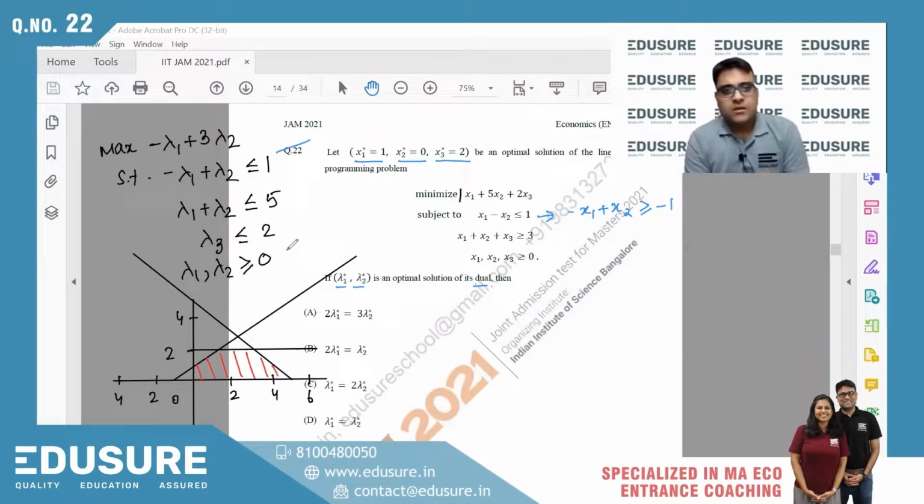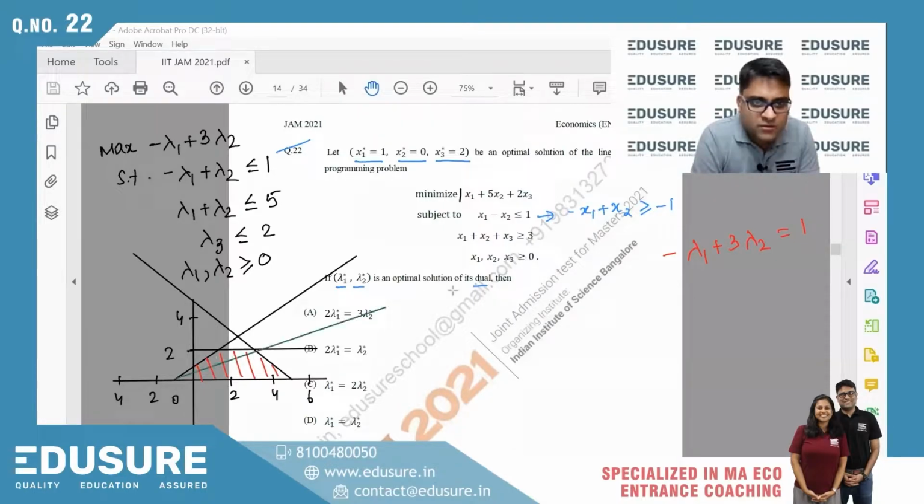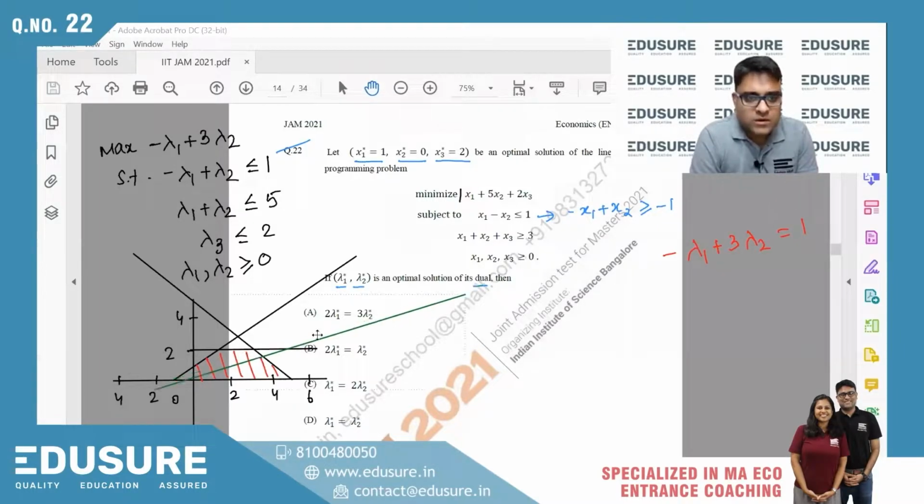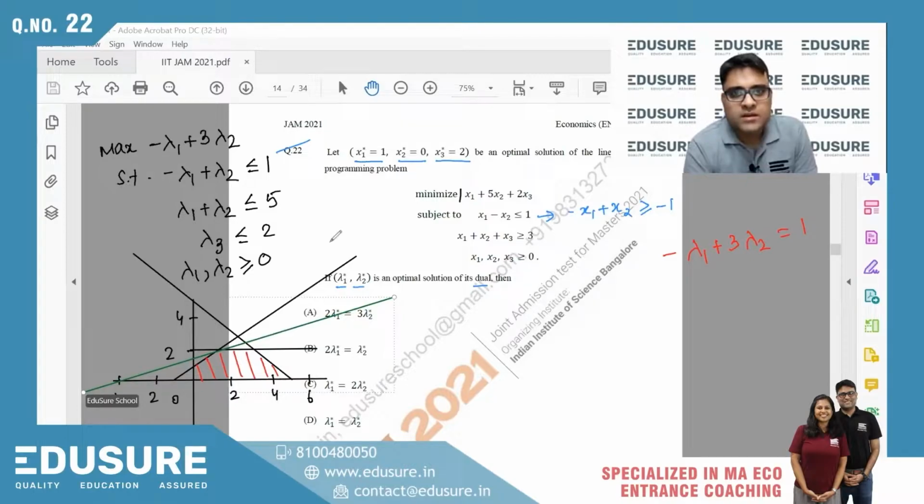Okay. Now, minus lambda 1 plus 3 lambda 2. If I equate it to 1, that means the coefficient of lambda 1 is -1 and of lambda 2 is 1/3. So the representative curve will look something like this. The curve looks something like this. Now if I have to maximize this, I'll move it as much as I can towards the left. That is, increase my lambda 2. So that will happen at this point.